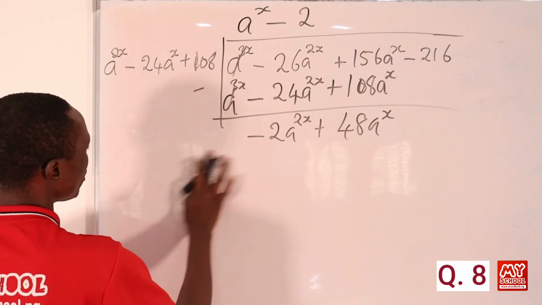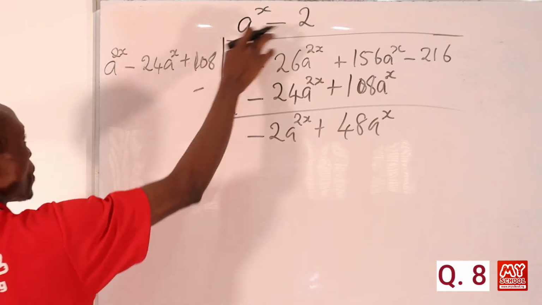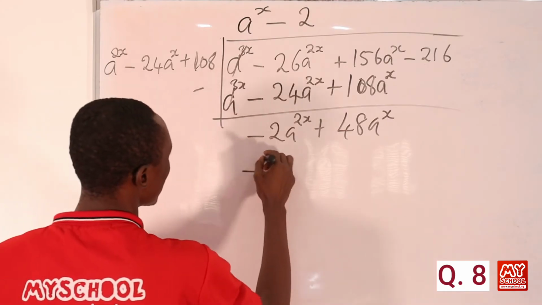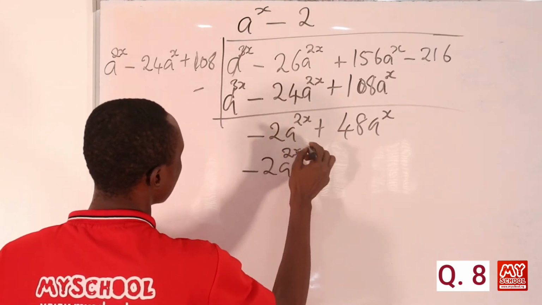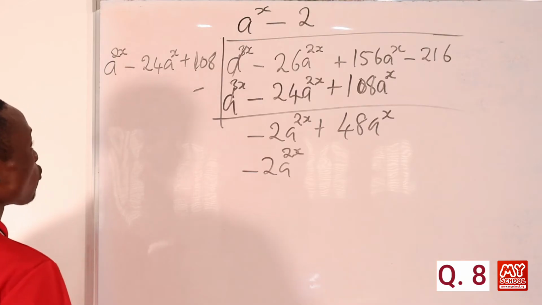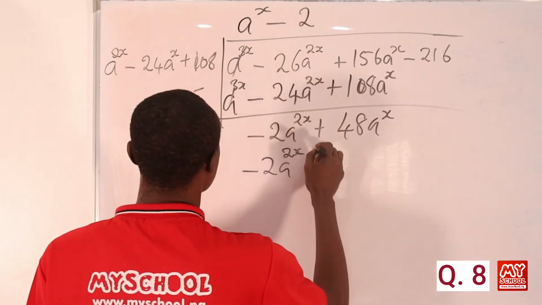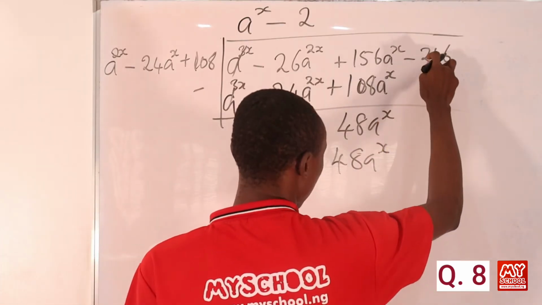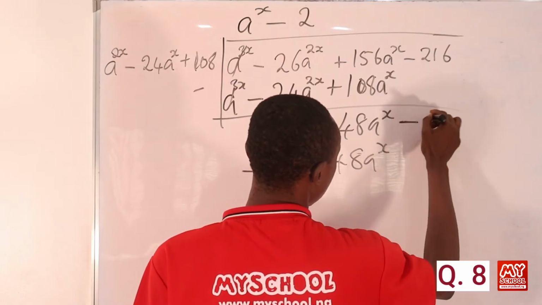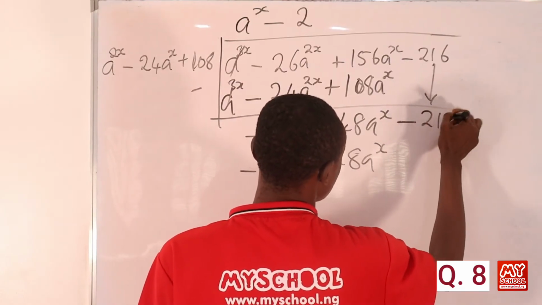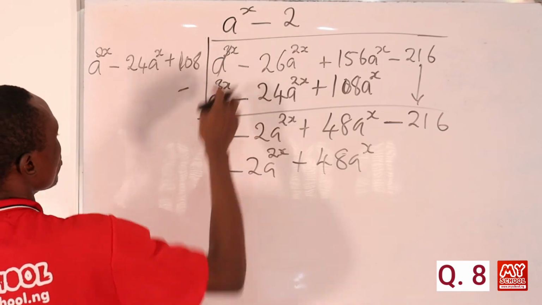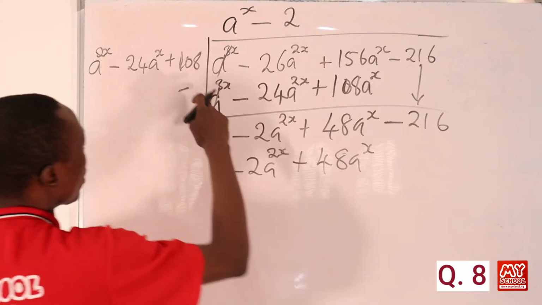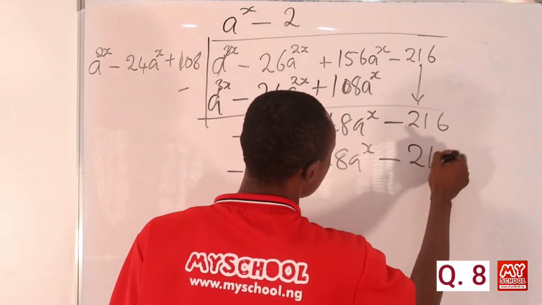The next thing again, you multiply this whole thing again by minus 2. So minus 2 times a raised to power 2x will be equals to minus 2a raised to power 2x. Minus 2 times minus 24a raised to power x will give us plus 48a raised to power x. Then of course we are going to bring our constant down. So minus 2 times plus 108 will be equals to minus 216.